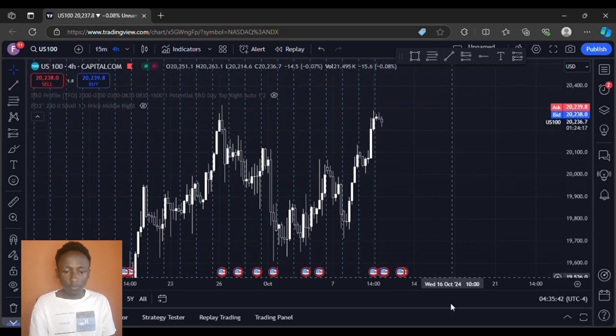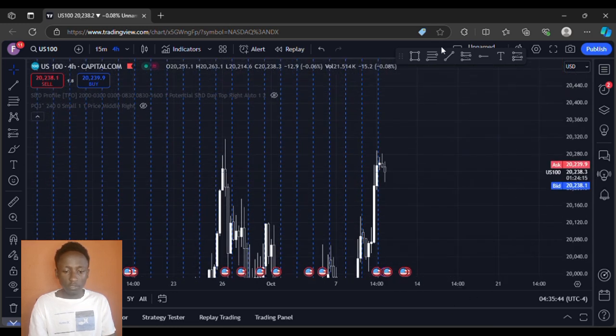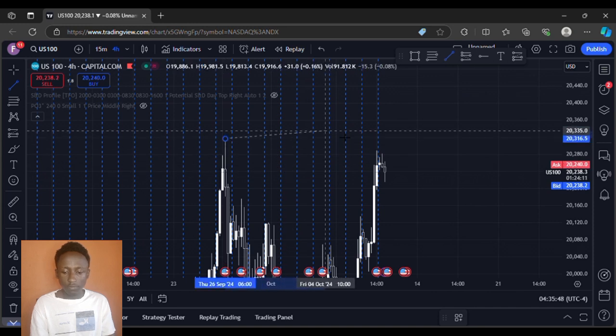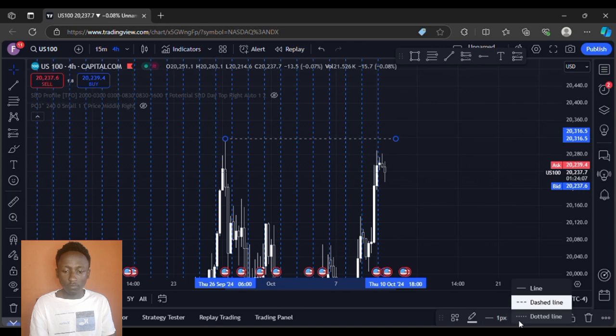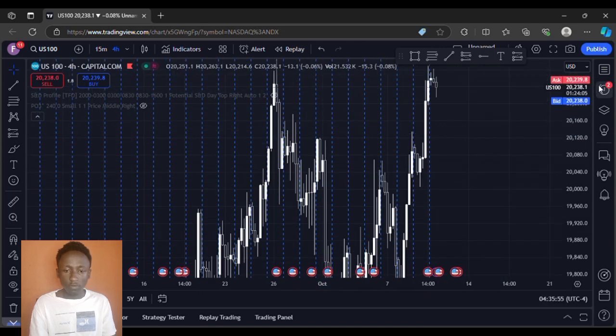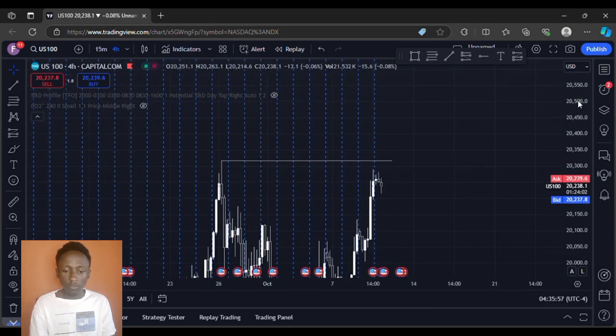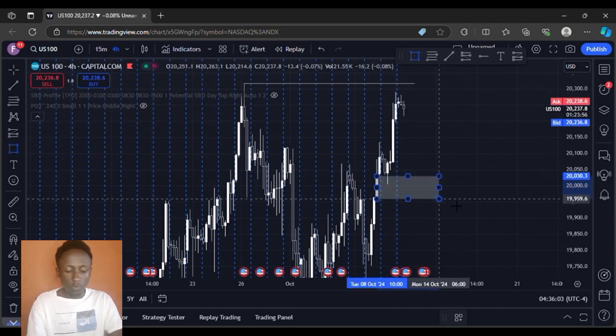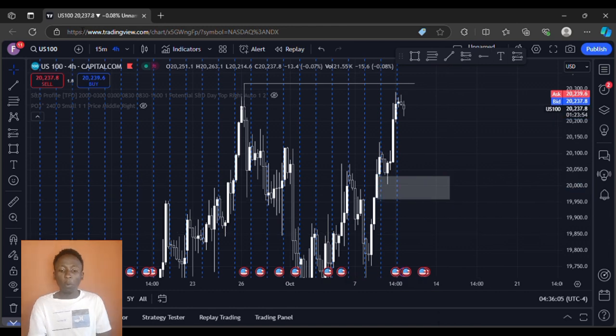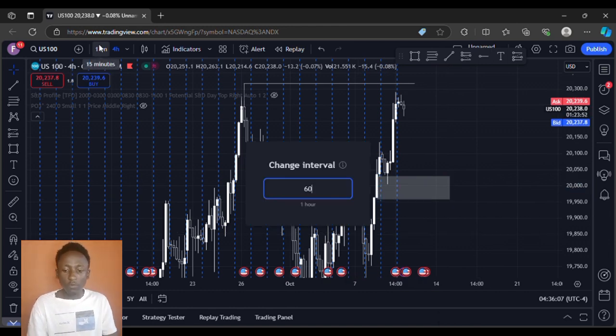During this time, this was my draw on liquidity. That was my draw on liquidity, and I was waiting for price to fill out this previous day imbalance. Let's open on a lower time frame, and wait for manipulation lower before heading upwards.